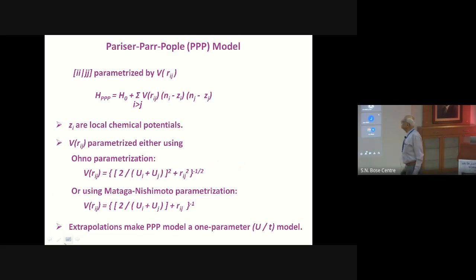It is possible to do that. Let me come to another model, where you don't make any approximation with respect to the range of electron-electron repulsions, except the zero differential overlap of orbitals.